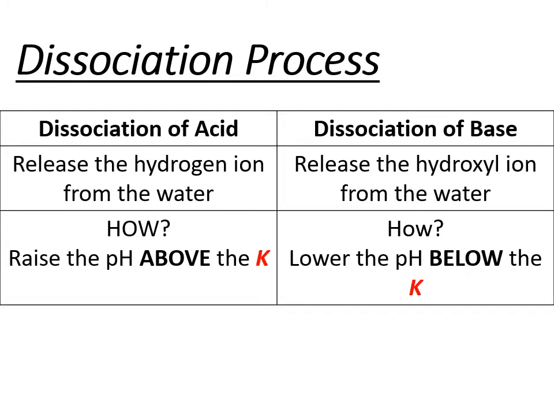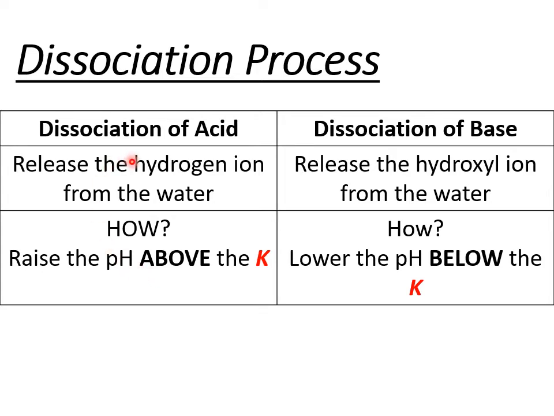So what is the significance of computing your pH? For example, if you want to dissociate a weak acid, how would you do that? Again, going back to our theory, you can dissociate the acid by releasing the hydrogen ion from the water. Through this process, you have to raise the pH above the dissociation constant. Correct that in our handout. By raising the pH, you can now easily dissociate the acids.